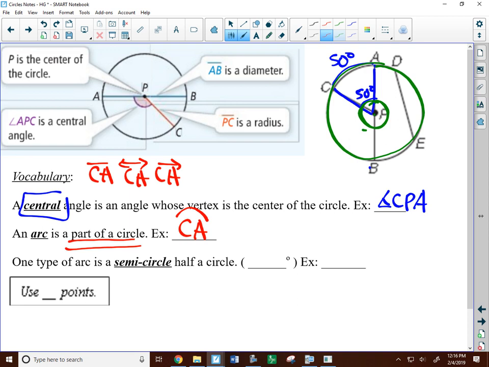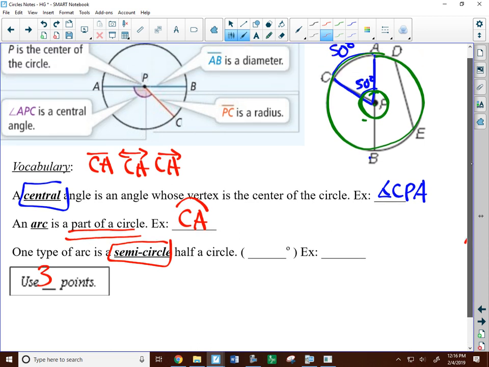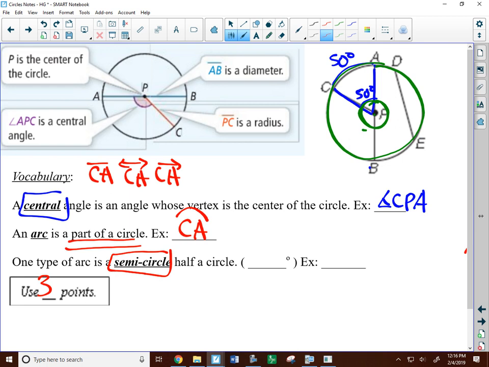Now there are 3 different types of arcs. You're probably familiar with this one, semicircle. That's an arc, half the circle. You name it with 3 points. You'll notice that one, CA, was different. So I could say arc ACB. I could have turned it around, BCA. I just need to make sure that the endpoints A and B are the endpoints of a diameter.